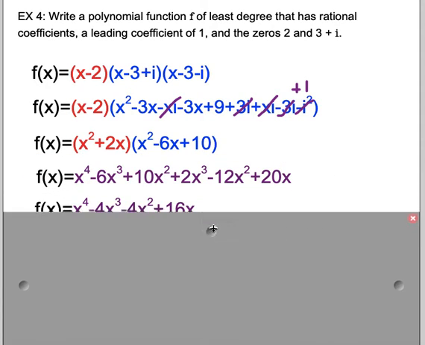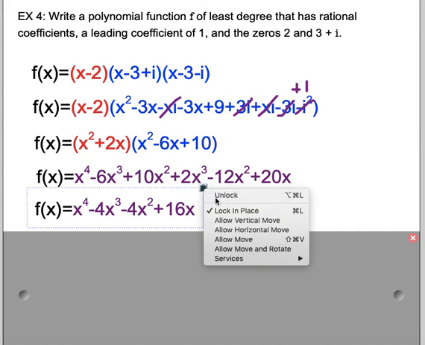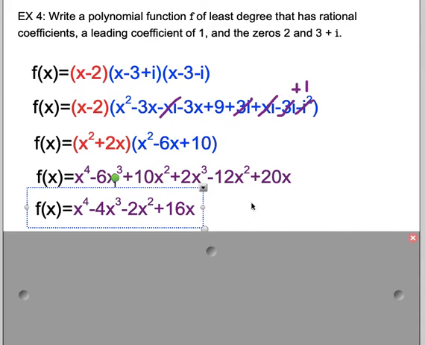From there, I combine my like terms. I have x to the 4th. I have negative 6x cubed plus 2x cubed, which is negative 4x cubed. I have 10x squared minus 12x squared, so that becomes a negative 2x squared. And then I look at my constant, and now this becomes a 20x. So we have to be careful with those guys. We always have to be careful.